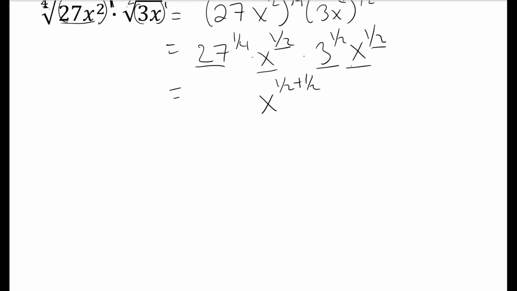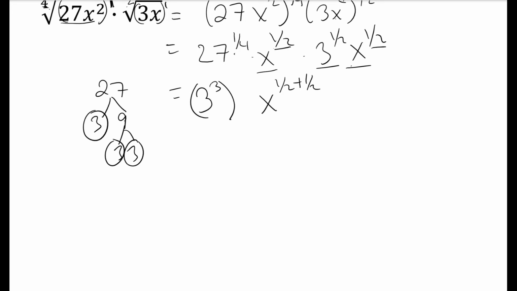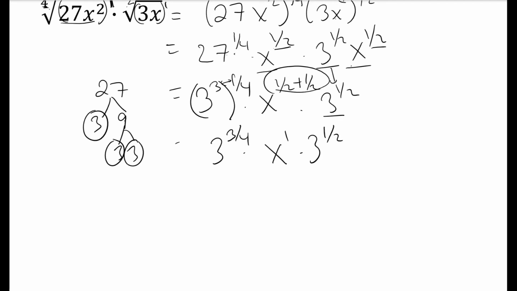Now for this 3 and the 27, we cannot combine them. So we're going to try to convert 27 in terms of 3. So 27 is 3 times 9 and 3 times 3. So we got 3 to the 3rd power. So we might as well do that. So we got 3 to the 3rd power raised to the 1/4 power times this, times bring down that 3 to the 1/2 power. So this is going to be equal to 1. So that's just going to be x to the 1 power. Let's combine these two 3's. Oh, let's multiply this together. So this is going to be 3 to the 3/4 times x times 3 to the 1/2 power.